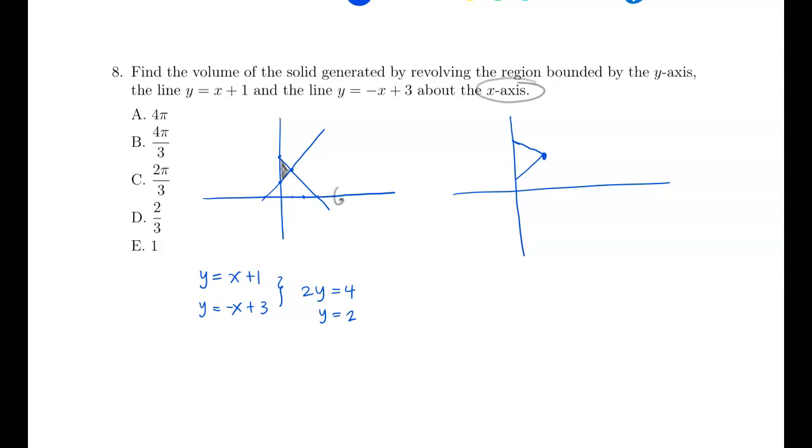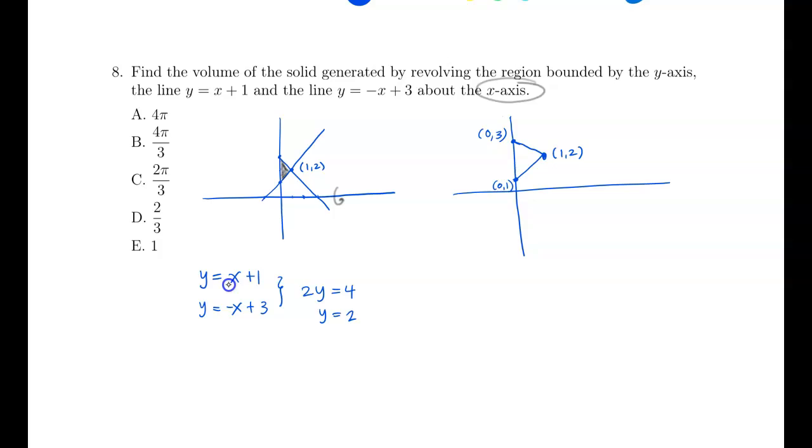And then you just plug in to any of the equations to solve for x. So if y is 2, then 2 equals x plus 1, that means x is equal to 1. So therefore, this point here is 1, 2. And what was this point here? That is 0, 3, and this is 0, 1.